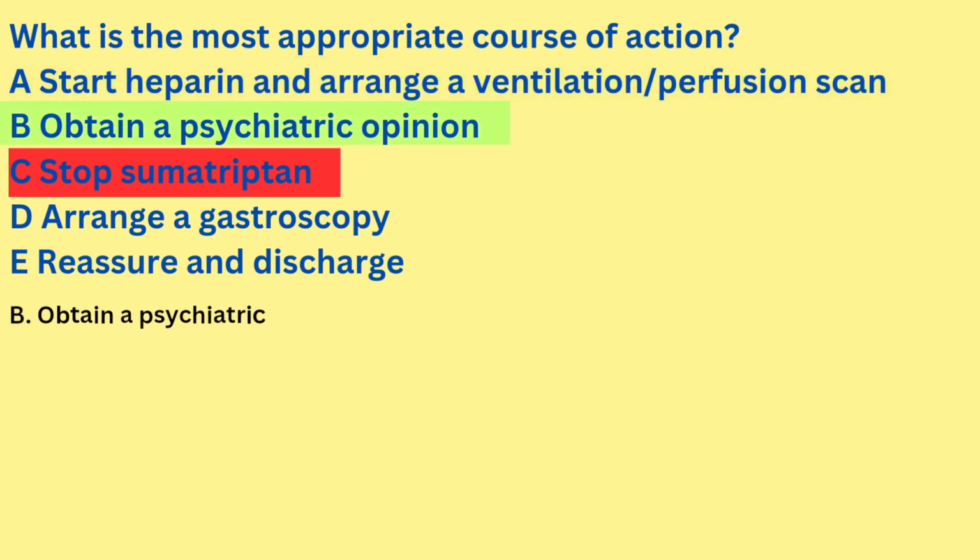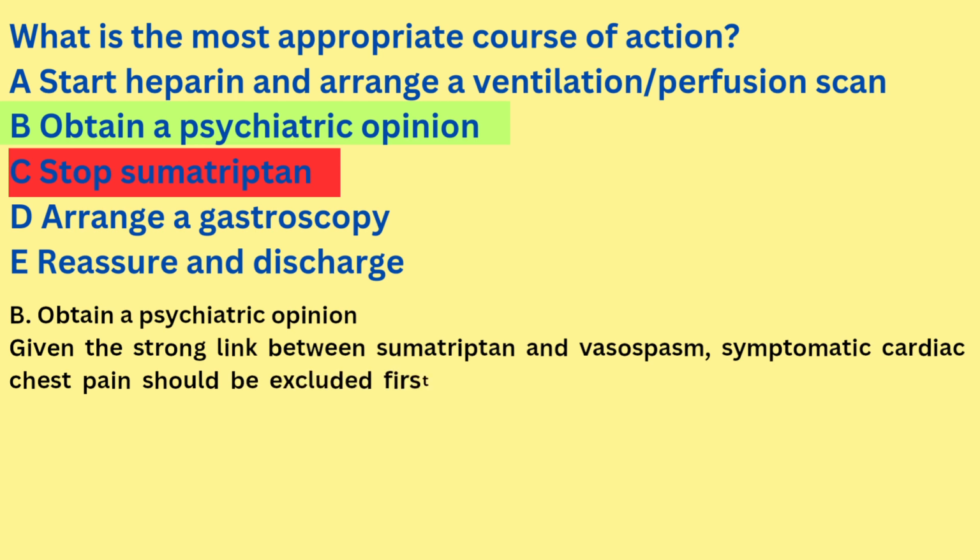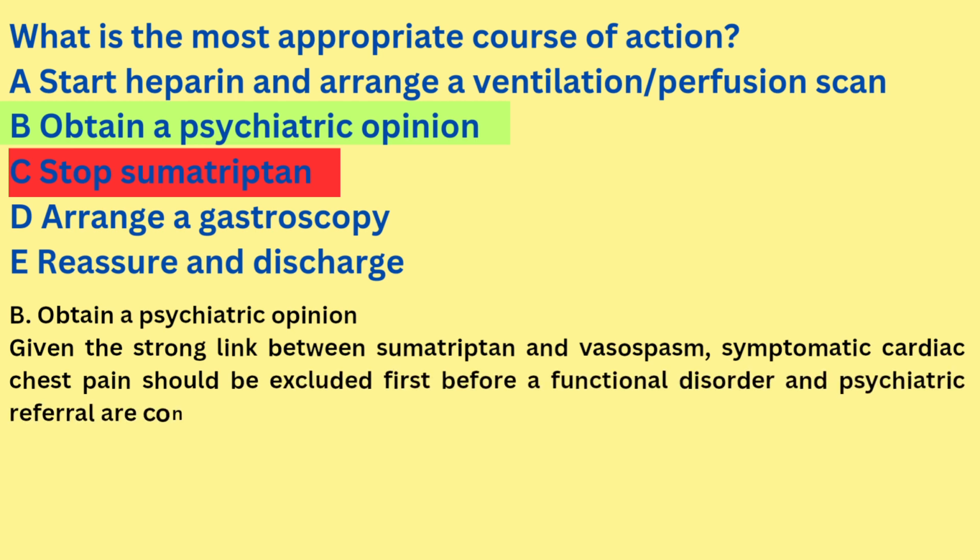B. Obtain a psychiatric opinion. Given the strong link between sumatriptan and vasospasm, symptomatic cardiac chest pain should be excluded first before a functional disorder and psychiatric referral are considered.